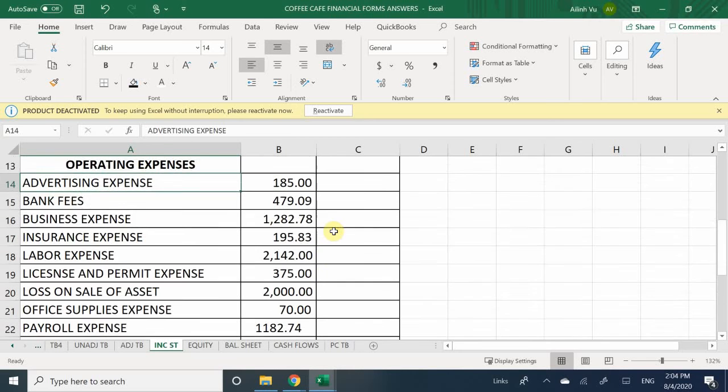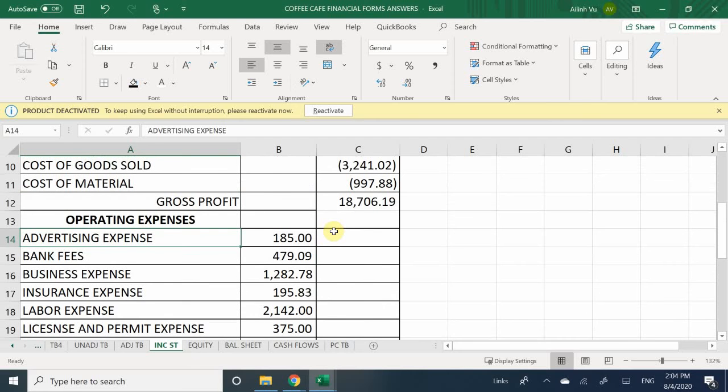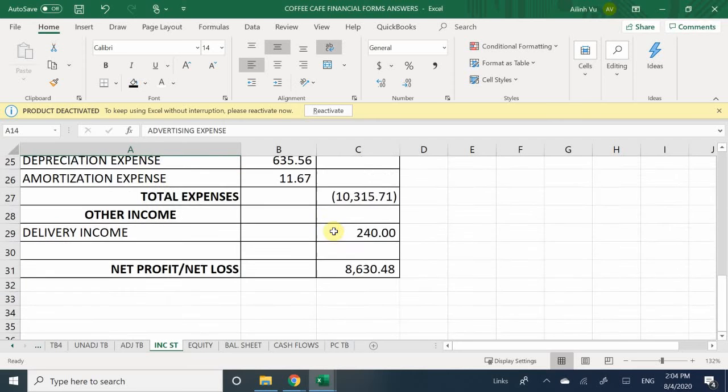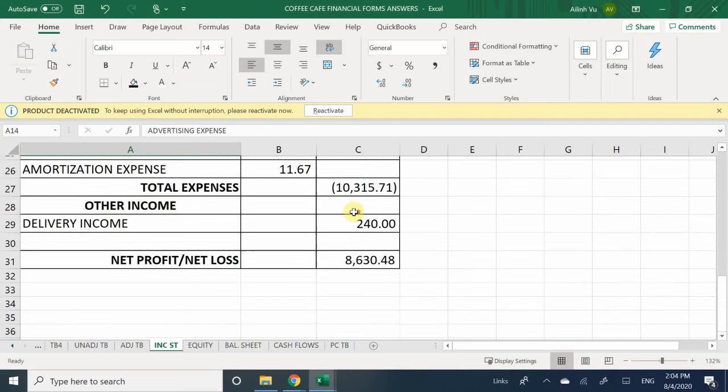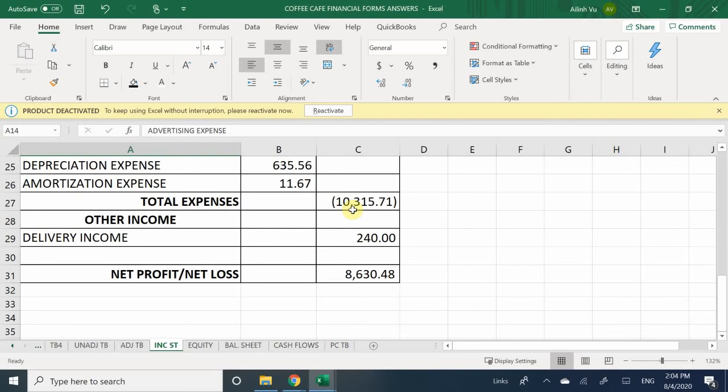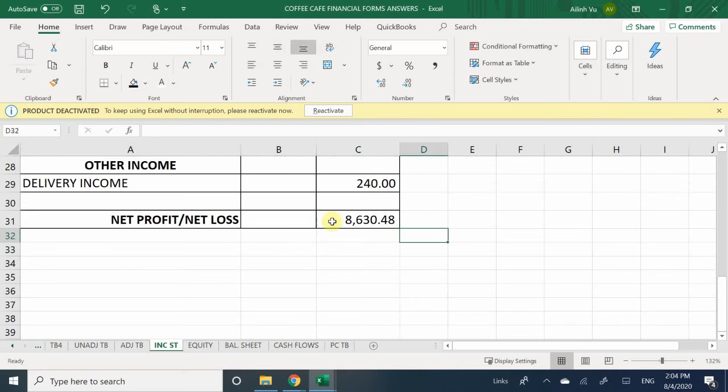And because I'm subtracting it from my actual profit, now I get a different number. But I also have to include any other sources of income. So I did have one, which was my delivery income, right? It was a separate charge apart from my actual business. I'm not in the business of delivering. I'm in the business of selling coffee. So this is any other income, and we're going to add that $240, and we get a total profit of $8,630.48.